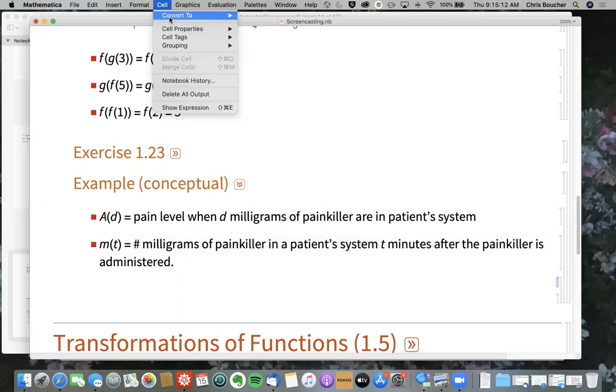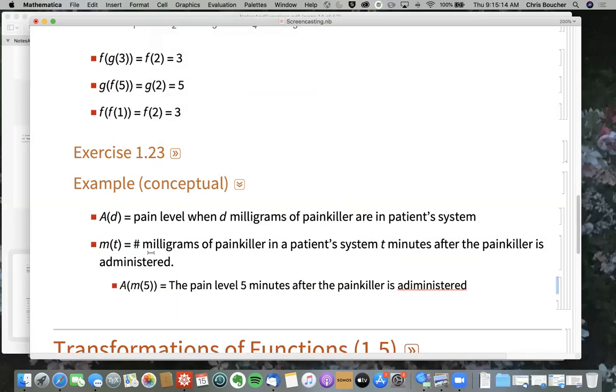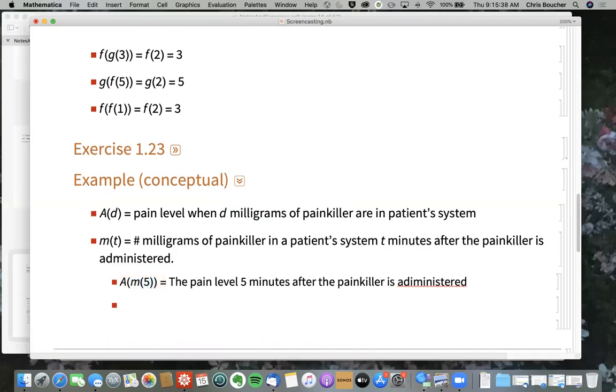So let's try to interpret some compositions. If I look at this composition, this is a of m of 5, right? Start on the inside. What is m of 5? m of 5 is the number of milligrams of the painkiller in the patient's system 5 minutes after the painkiller is administered. Okay, if I take that number of milligrams, that is my d value, right?